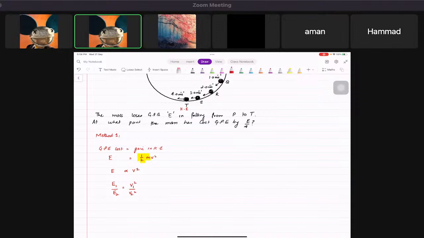Now, what you do next is, because he said it had lost energy E when it reached T with the speed of 4, I'm gonna write E here and V as 4 square, because V was 4 at T. Got it? What would be the velocity when it was at quarter E? So we want to find this V2. Do you understand V2?